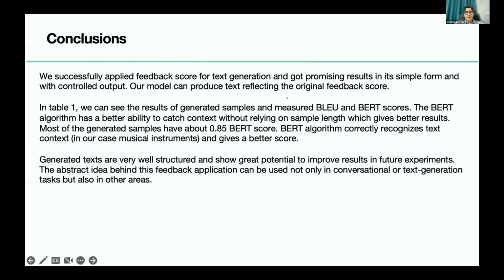As a conclusion, we can say that we successfully applied feedback score for text generation and got promising results. So we used a conditional GAN approach, we used the Wasserstein distance approach, and autoencoders to produce a continuous output for our model. Generated text was well structured and shows really great potential to improve this work in future.